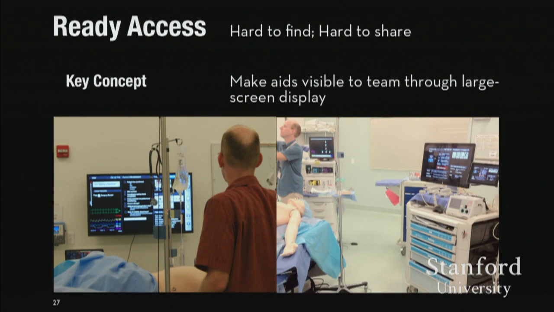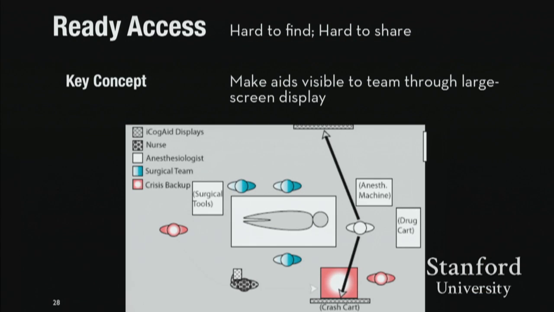Here we have an example of a large screen display on the wall on the left in front of the anesthesiologist. And behind the anesthesiologist, we have another large screen display on the crash cart that gets rolled in, along with a tablet. And all of these have mirrored content. If you like a top-down view, here's another way of looking at it. And there are the displays.